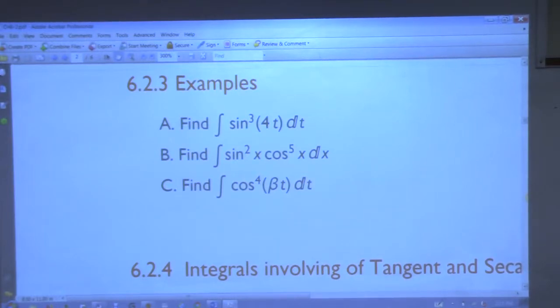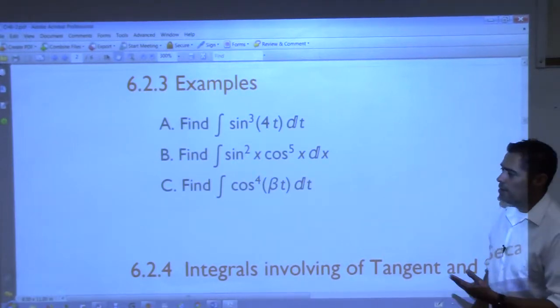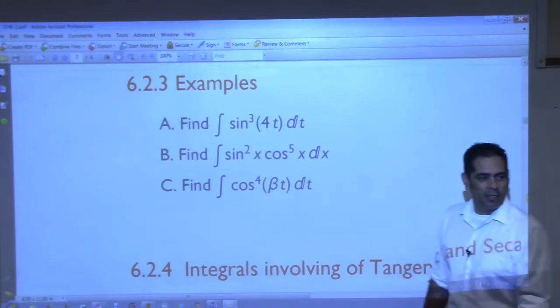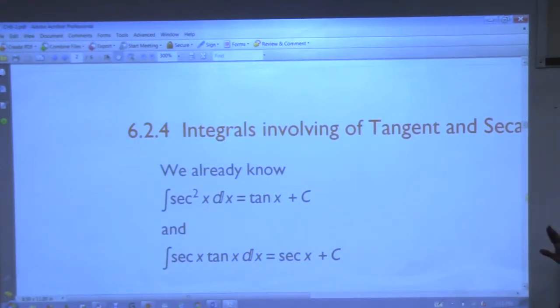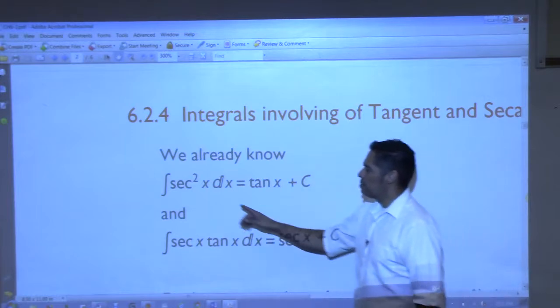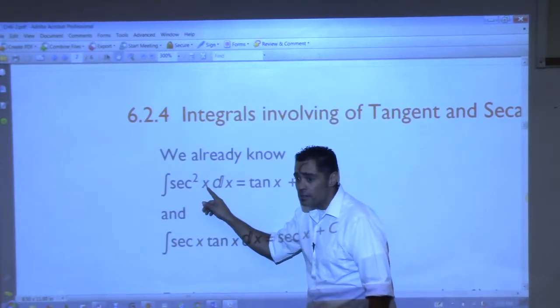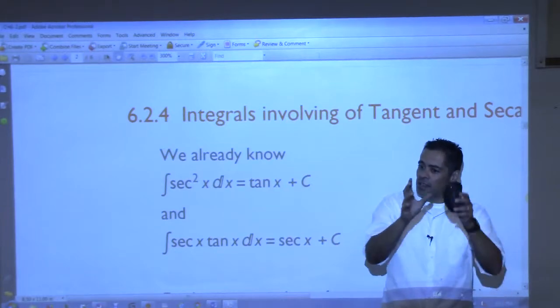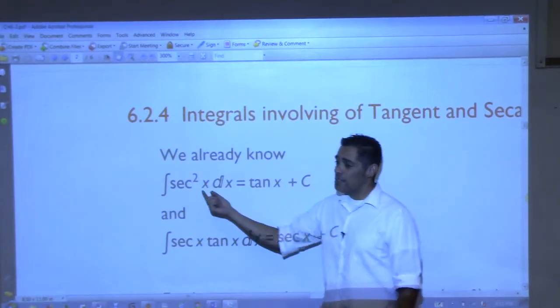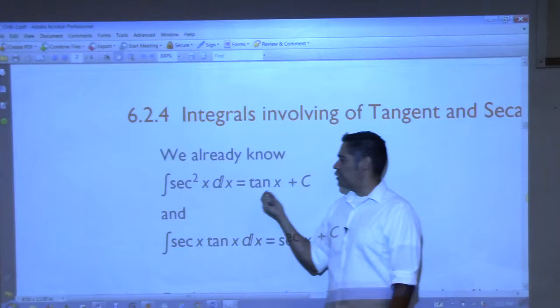We have conveniently avoided anything other than sine and cosine, right? So what if you have tangents and secants? Well, let's talk about what we already know. We already know the antiderivative of secant squared, right? Cosine squared sucks if we have to integrate it because we have to use the power reducing formula. But secant squared is okay because it's just tangent, right?